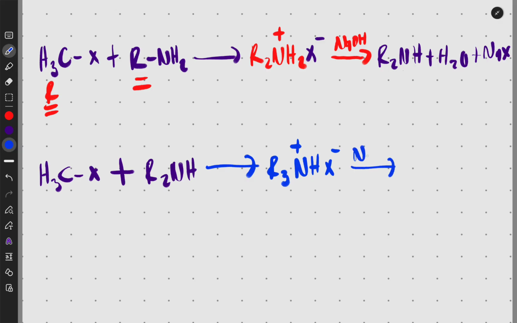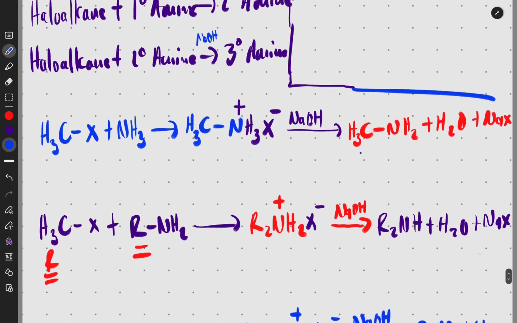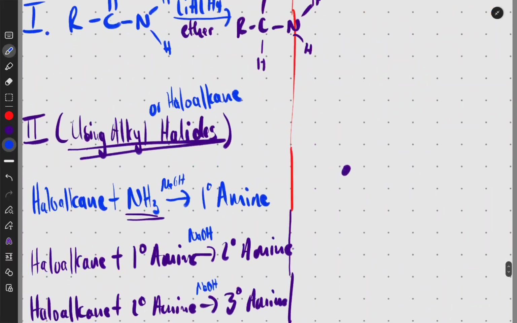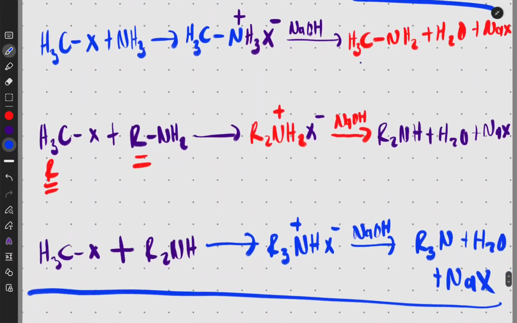Then you add NaOH to break that alliance. And remember, it throws away the H. And you now have an R3N. Then this H takes an OH and becomes H2O. Then this X minus meets an Na and becomes NaX. These are the three ways, okay? These are the other ways of making your amine using alkyl halides or haloalkanes.